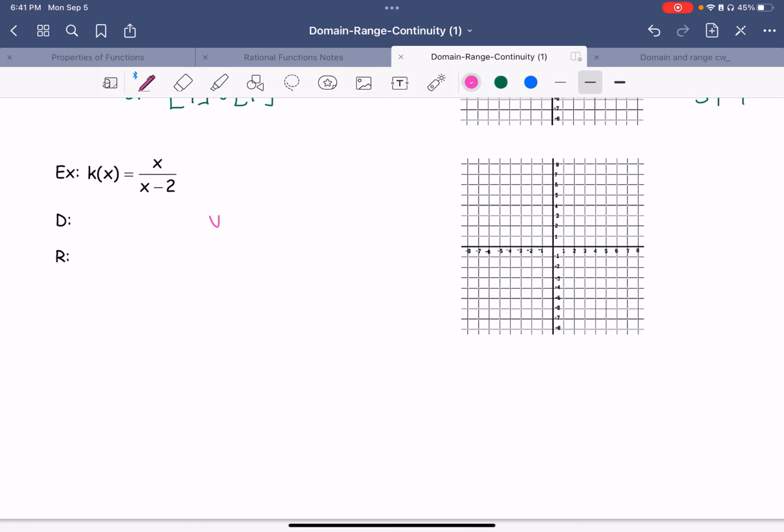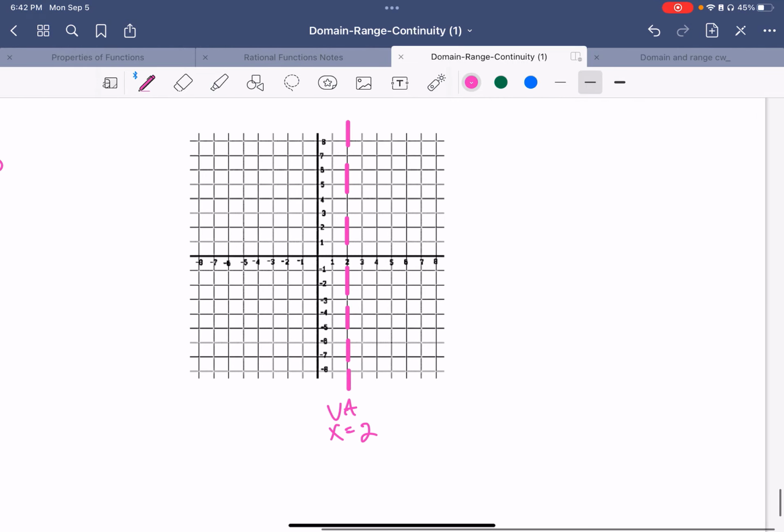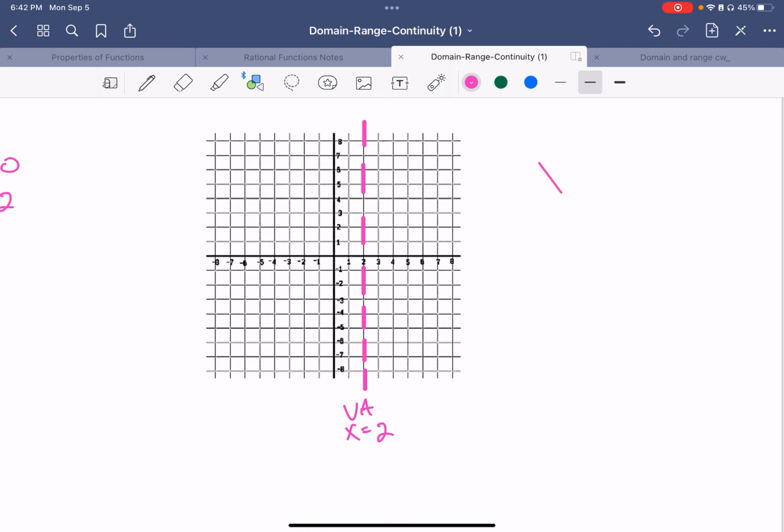However, there is a vertical asymptote when you set the denominator equal to 0. Okay, so x minus 2 equals 0. You add the 2, and you see that you're going to have a vertical asymptote at x equals 2. So I'm going to draw a vertical line down x equals positive 2. Okay. And now we can pull up the table on the calculator so we can sketch it.